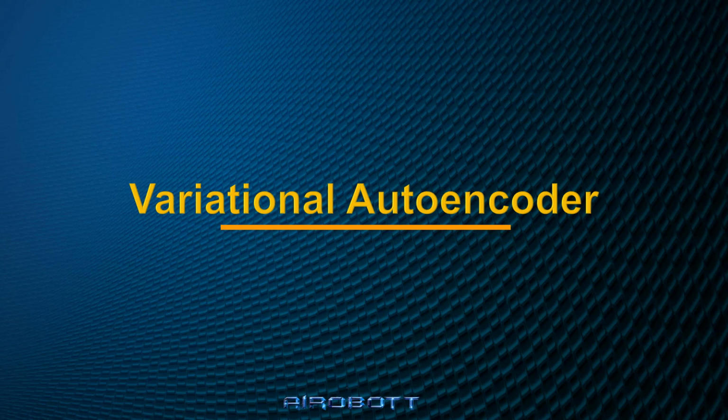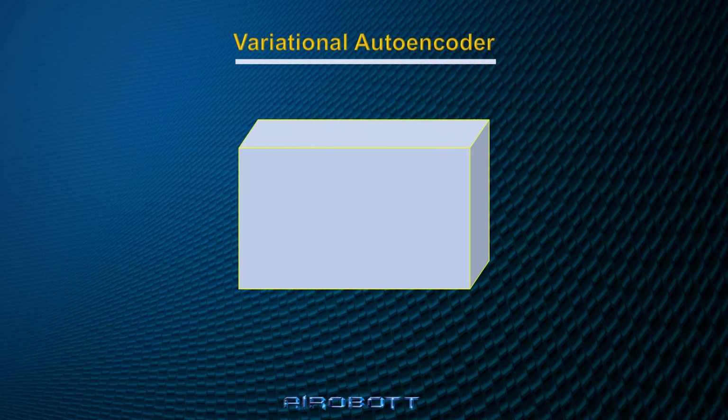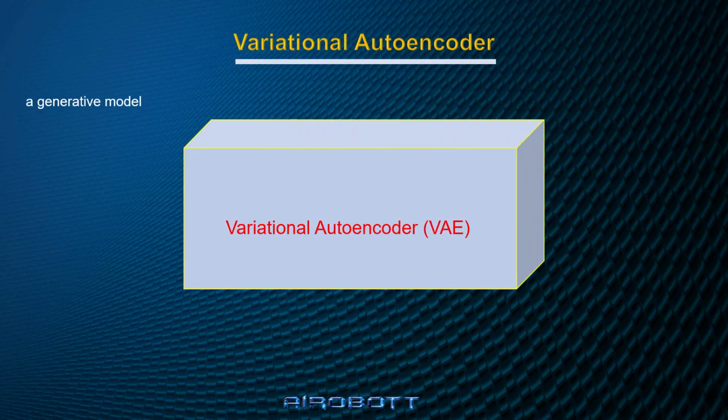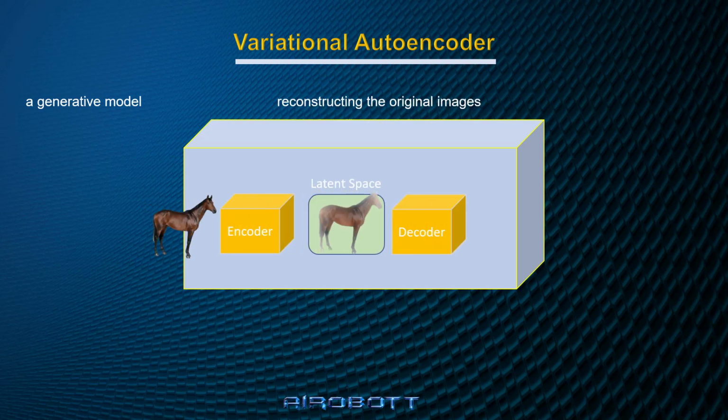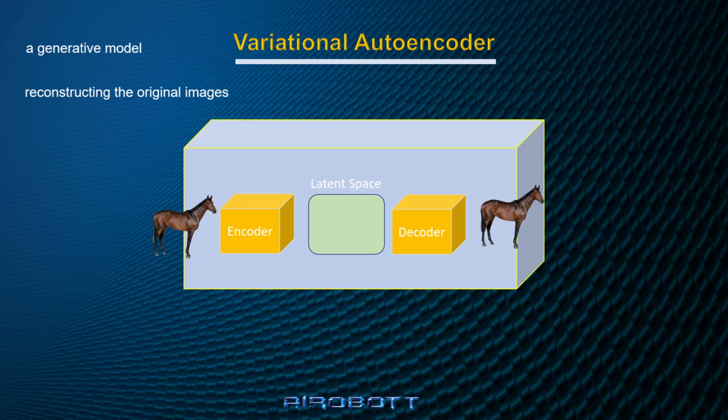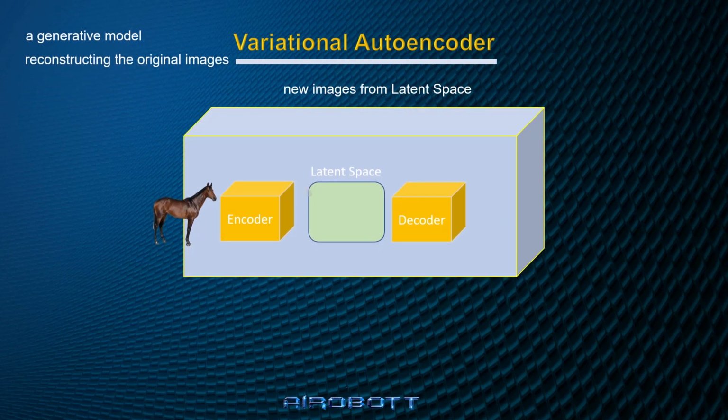Variational Autoencoder. Variational Autoencoder is a generative model. It is used for reconstructing the original images and also generating new images from latent space.